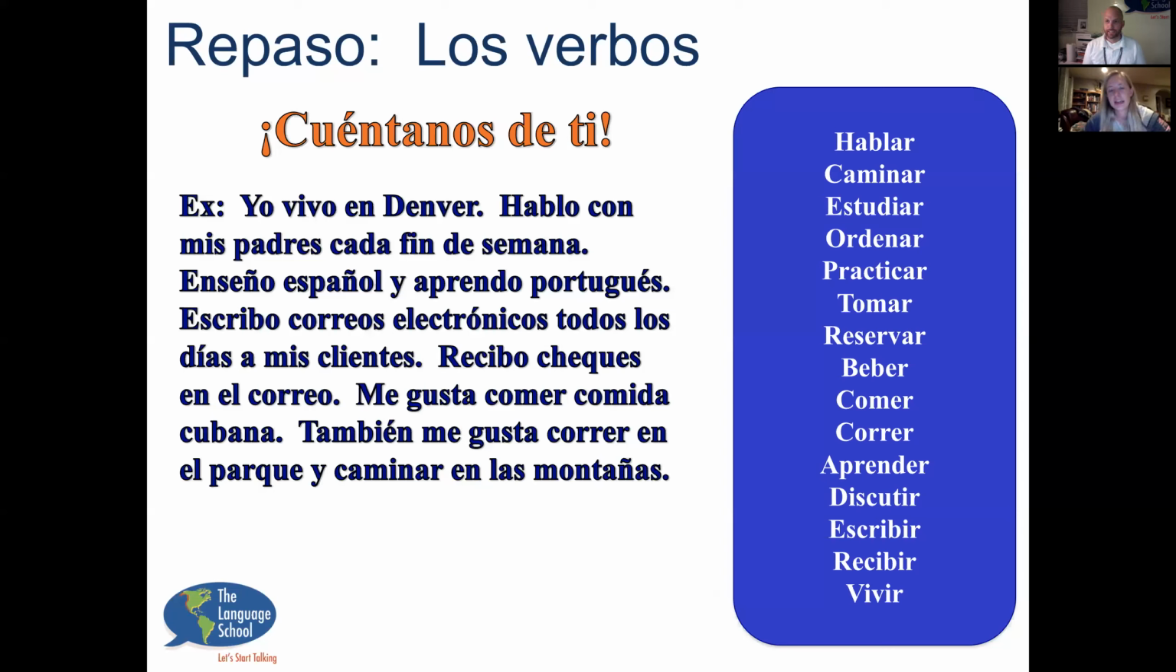¿Cómo se dice, like, to walk your dogs? Pasear al perro. O pasear a los perros, si son varios.